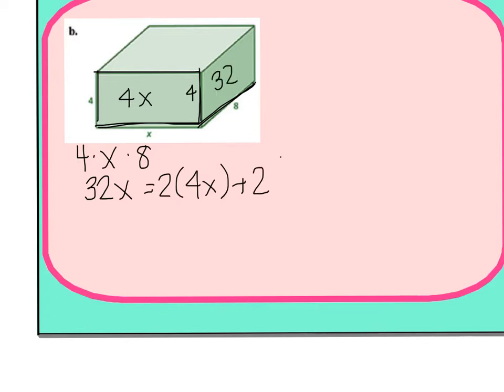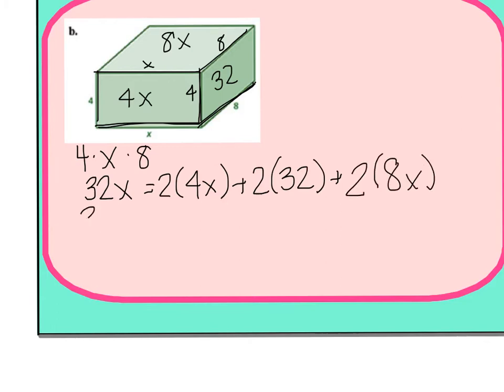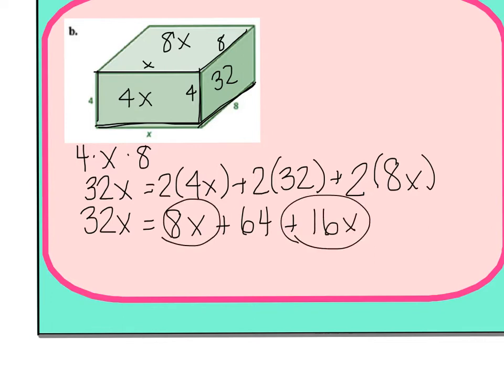We have 2 sets of the 32. Plus, we had to find the top, which is an x by 8. 8 times x would give us 8x, and we have the top and the bottom, so we have two sets of 8x. That gives us 32x equals 8x plus 64 plus 2 times 8x is 16x. We can combine our x's here. So we have 32x equals 24x plus 64.